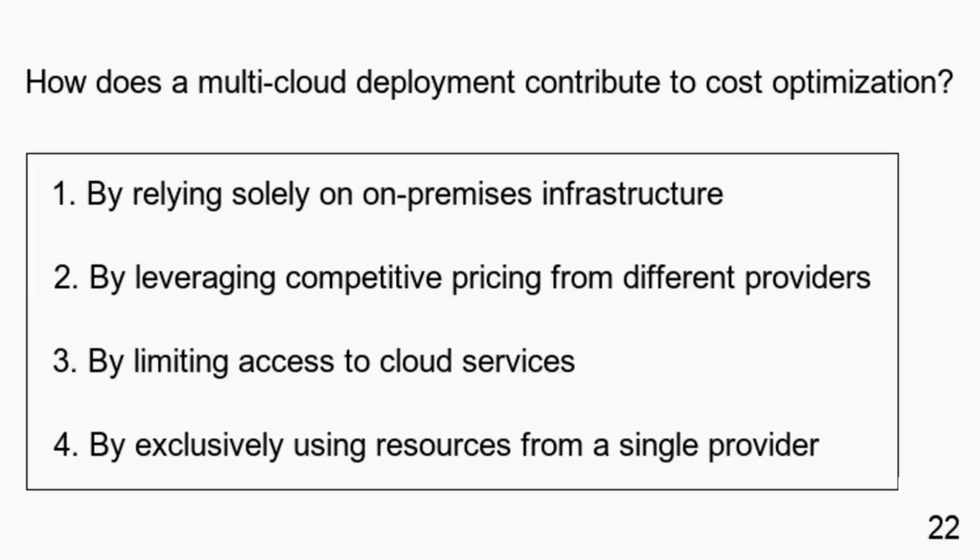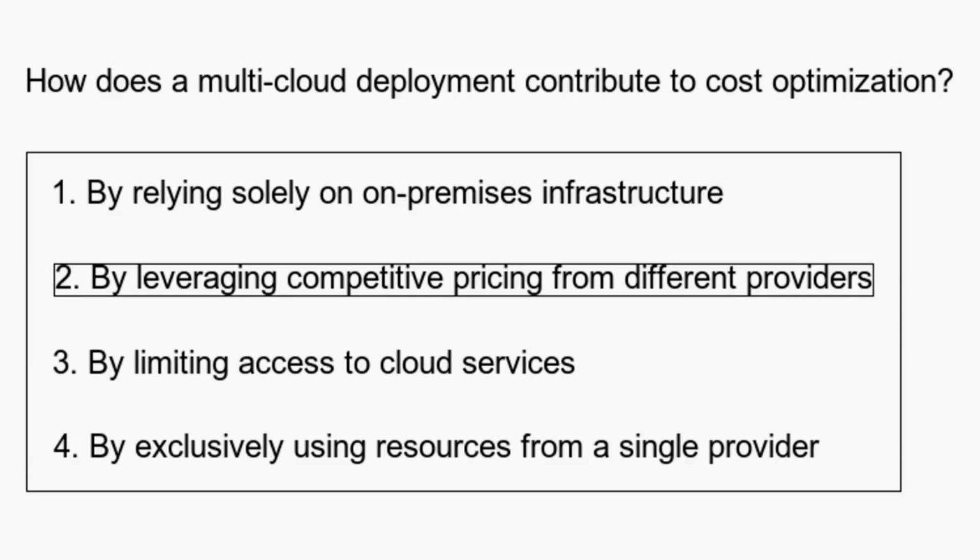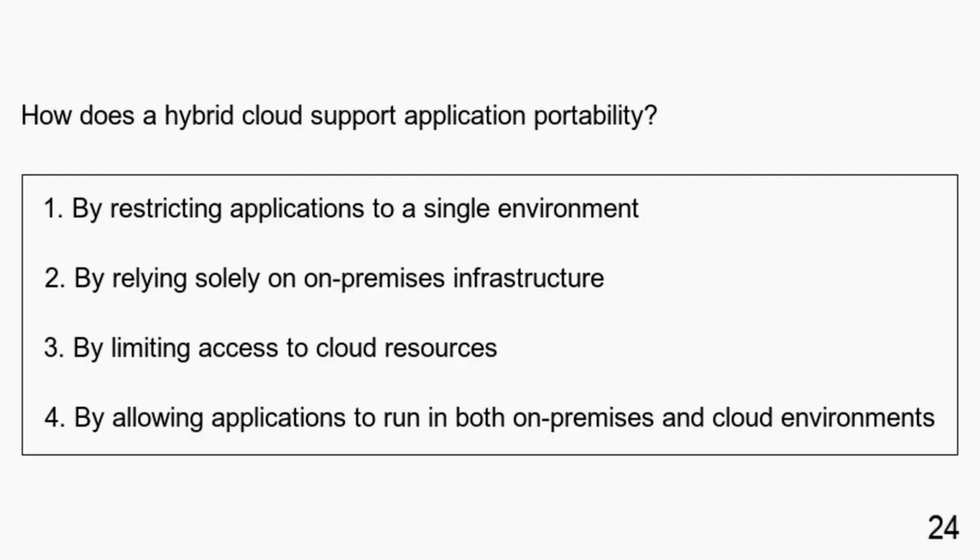How does a multi-cloud deployment contribute to cost optimization? By relying solely on on-premises infrastructure. By leveraging competitive pricing from different providers. By limiting access to cloud services. By exclusively using resources from a single provider. A multi-cloud deployment allows organizations to leverage competitive pricing from different providers, optimizing costs based on specific services and pricing models.